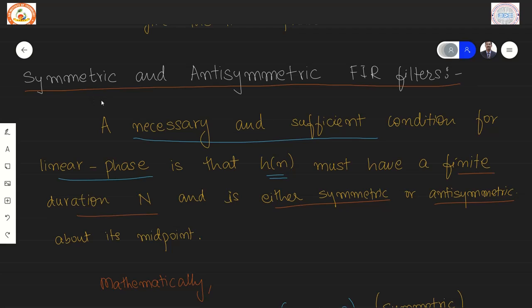Let us now discuss symmetric and antisymmetric FIR filters. In order for an FIR filter to exhibit linear phase, the necessary and sufficient condition to be satisfied is that the impulse response h of n must have a finite duration, capital N, and it should exhibit either symmetry or antisymmetry about the midpoint.